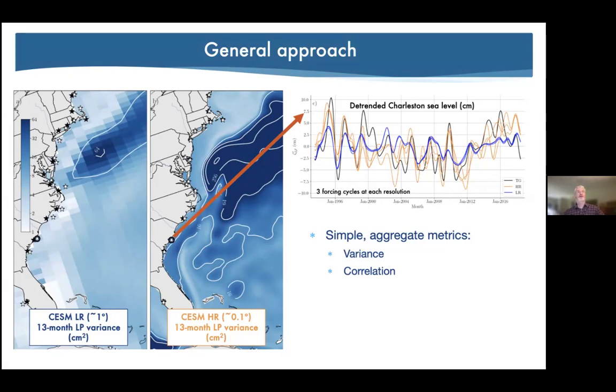Okay, so that's a general background to the analysis that's done in this paper. We look just in terms of very simple aggregate metrics, because we're doing this global analysis of agreement between the models and improvement in the high resolution models relative to low resolution.